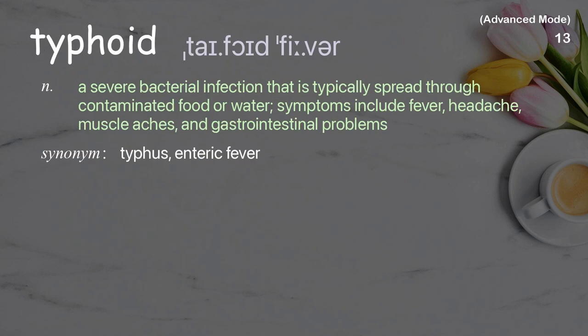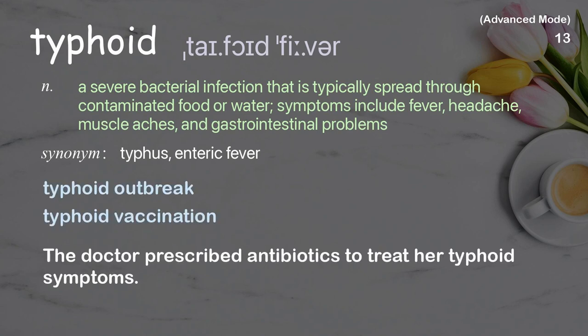Typhoid. A severe bacterial infection that is typically spread through contaminated food or water. Symptoms include fever, headache, muscle aches, and gastrointestinal problems. Examples: Typhoid outbreak. Typhoid vaccination. The doctor prescribed antibiotics to treat her typhoid symptoms.